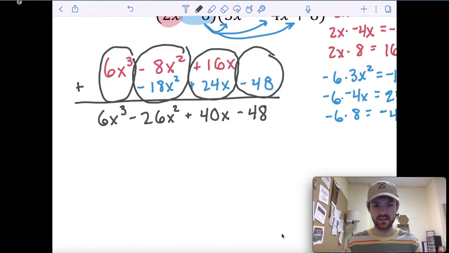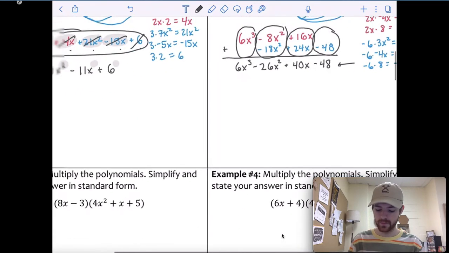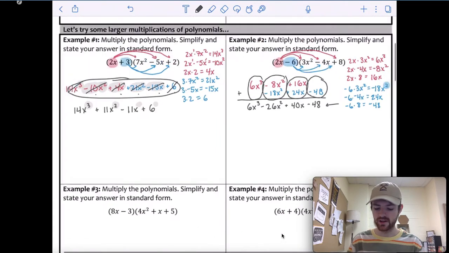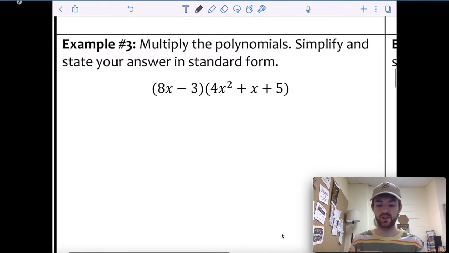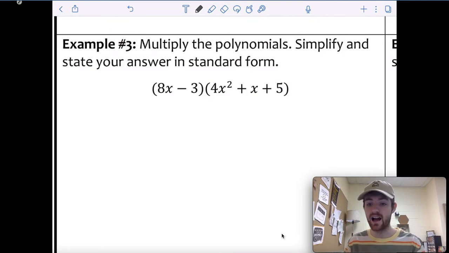Is this in standard form? Yes, it is. So we're done. Bravo. Here's what I'm going to say. For example 3 and example 4, I'll have you try these on your own. So go ahead, starting with example 3, take a couple minutes, work it out, and then I will work it out here in a couple seconds, really.